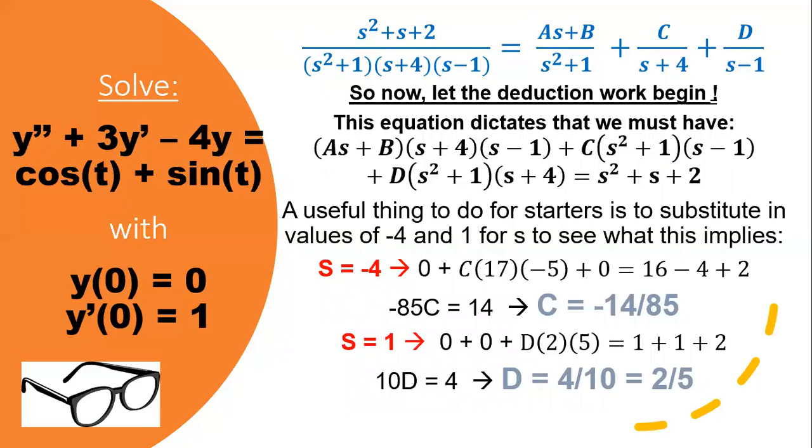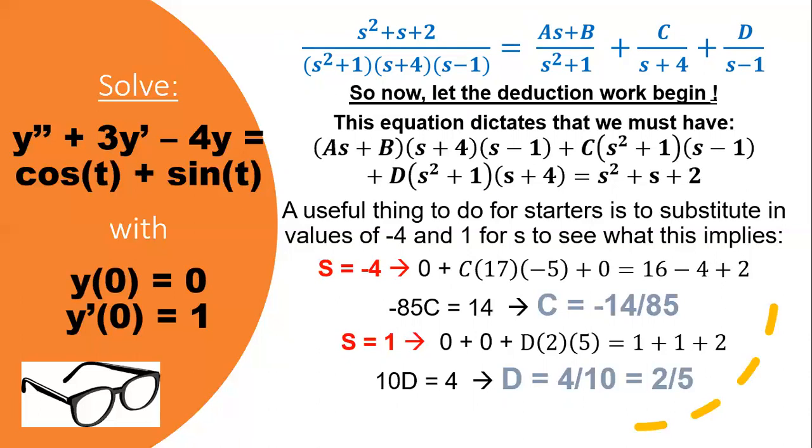So now let's find those constants, a, b, c, and d. Remains to do some algebra work to find those out. If we multiply both sides of that equality by the denominator, clearing the denominator tells us that (as plus b) times (s plus 4) times (s minus 1) plus c times (s squared plus 1) times (s minus 1) plus d times (s squared plus 1) times (s plus 4) must equal the numerator of the left-hand side. That must equal s squared plus s plus 2.